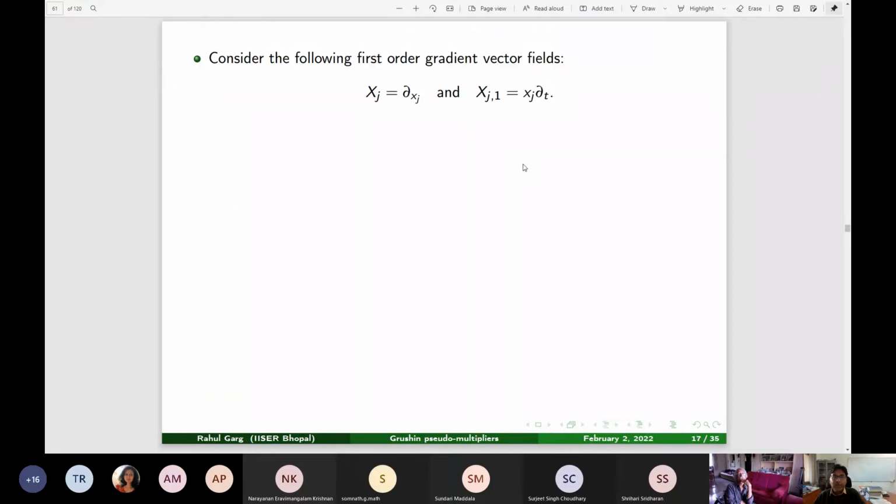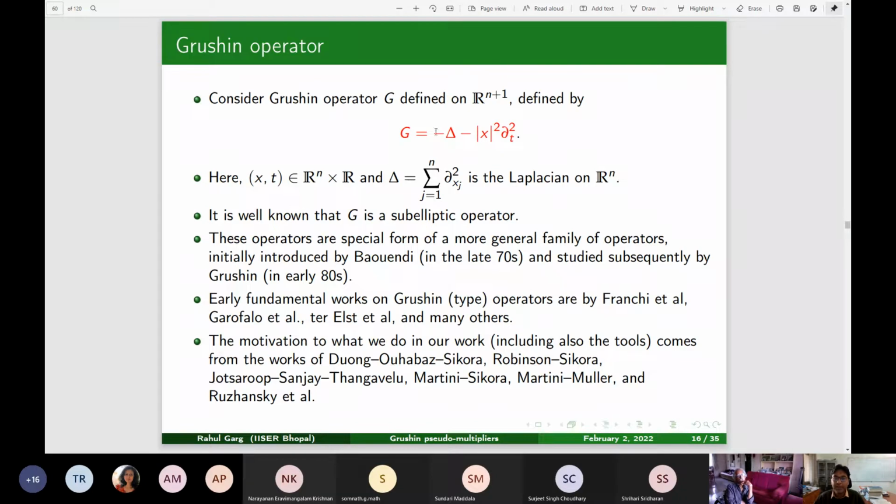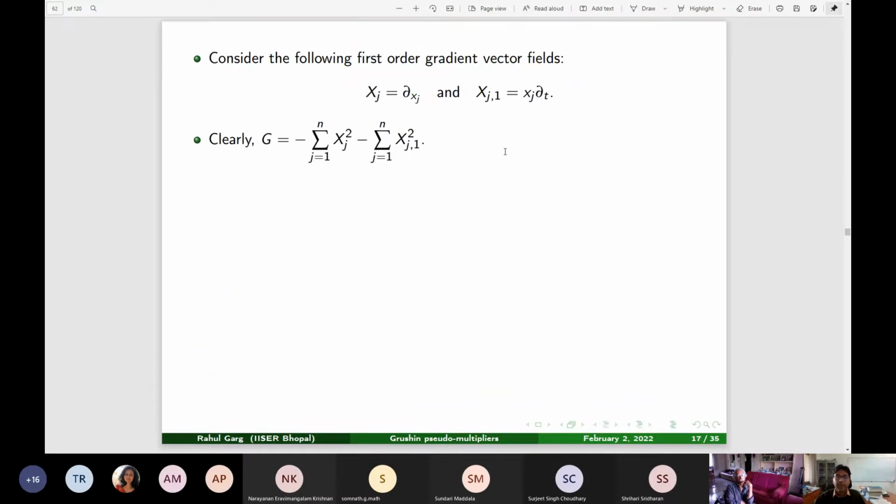Right. So consider the following first order gradient vector fields, Laplacian in xj variable and xj times del t. And if you look at the sum of squares of them with the negative sign, you will get your Grushin, right? Because see what was the Grushin? This. So I'm writing this as the sum of squares of del xj and xj del t, each xj, so each one at a time. And del t. So there is one more. If I take the brackets, I will get del t, and every other bracket will be 0.